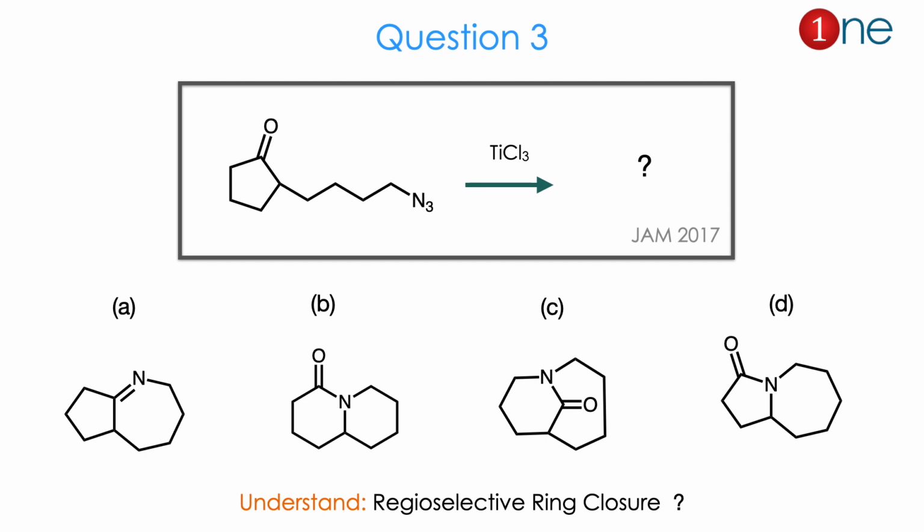Then the question number 3. The starting material is cyclopentanone and contains a linear side chain. It has an acid at the end. You are using titanium tetrachloride. They ask you to find the product.